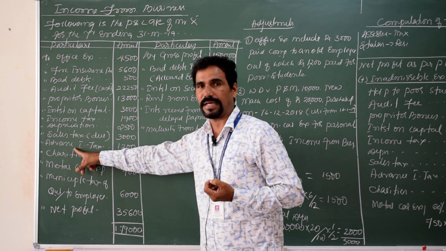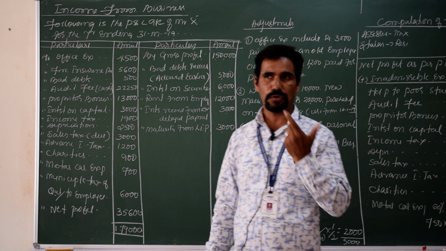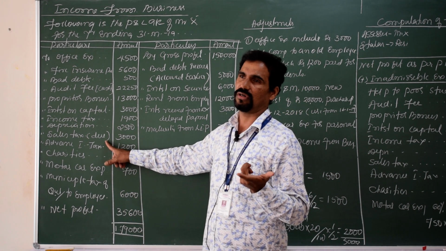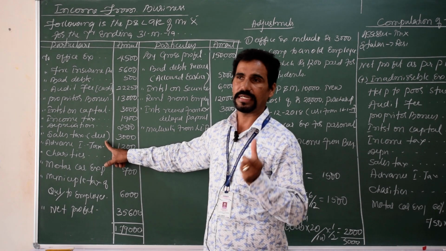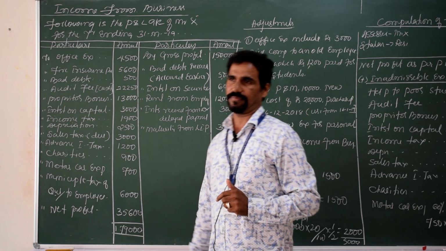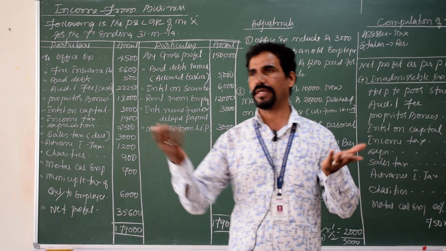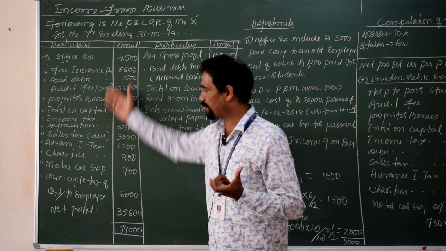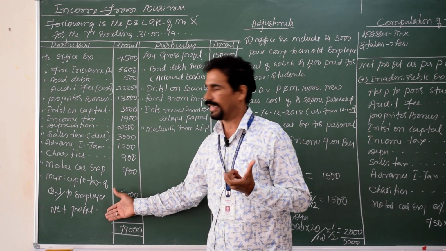Next, advance income tax. Whatever tax we are going to pay early or in advance is not included in the P&L account, it is out of the P&L account. Next, charities. Whatever donation we pay to the trust or charities is not a P&L account expenditure, it is out of the P&L account.